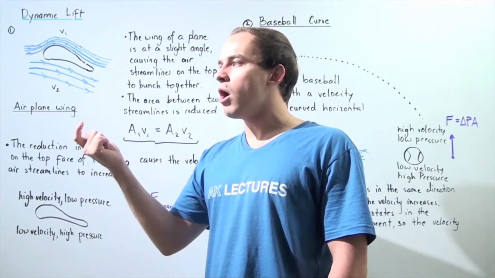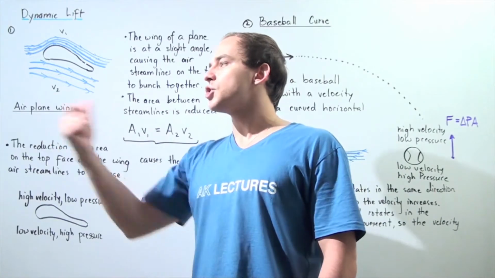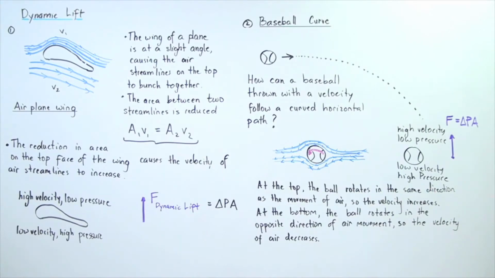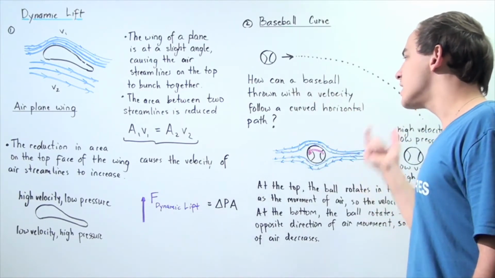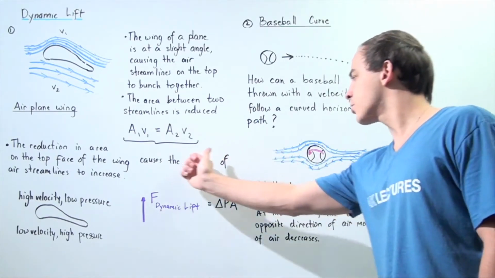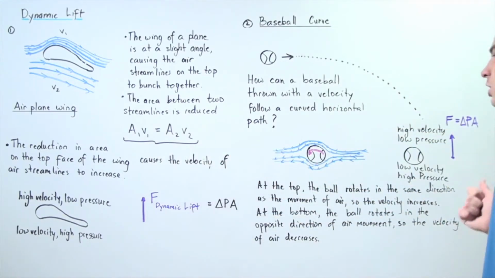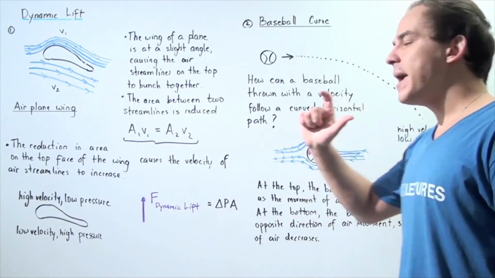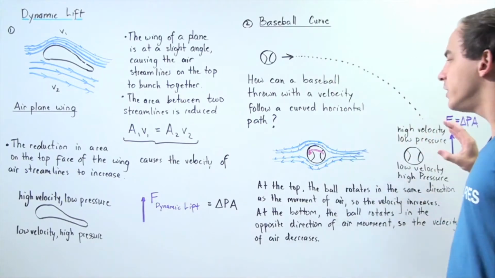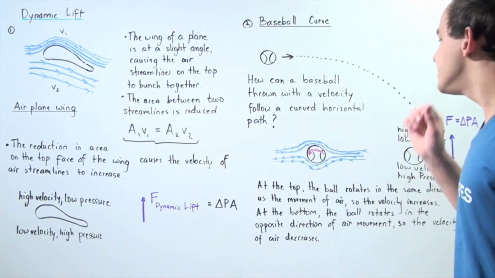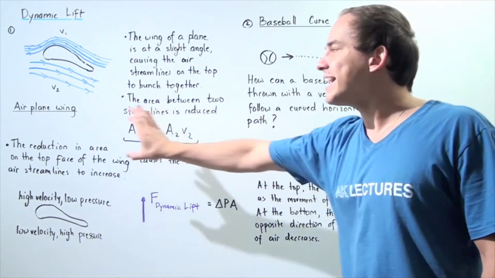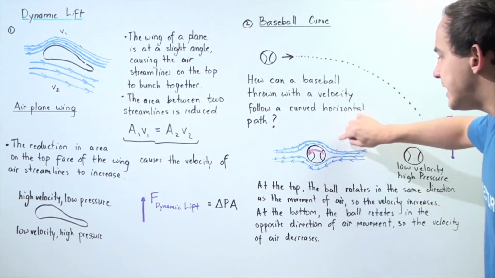So when you throw that ball, the baseball curves as it travels along a horizontal axis. So how can a baseball thrown with a horizontal velocity follow a curved path? So let's examine the following baseball, and let's suppose the baseball is thrown in this general direction along the x-axis. As the baseball is thrown and it travels in this direction, the air molecules are traveling in the opposite direction. So if we take the reference frame of the baseball, the streamlines of air are traveling in the negative direction along the x-axis as shown in blue.